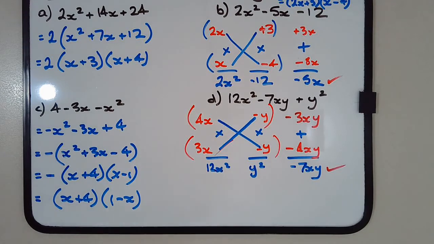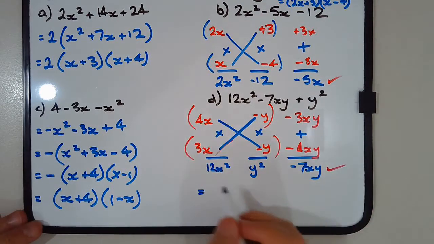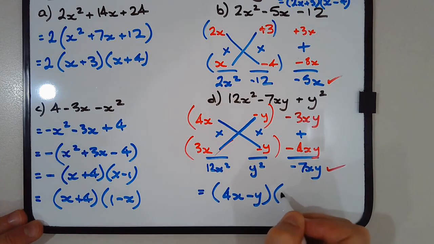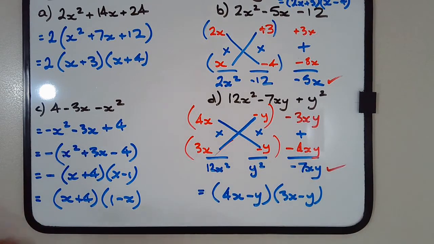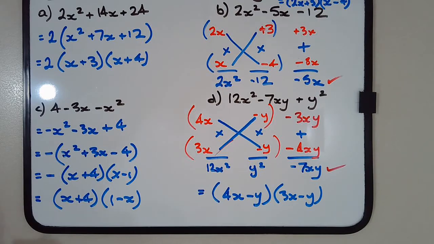So the way we would then write our solution is just what I've put in brackets there. Just write it out. So that's going to be 4x minus y and 3x minus y. Of course, you can verify your answer. What would you do? You should expand that factorized expression you've just come up with, and check to make sure that it actually corresponds to the original expression that we started off with.